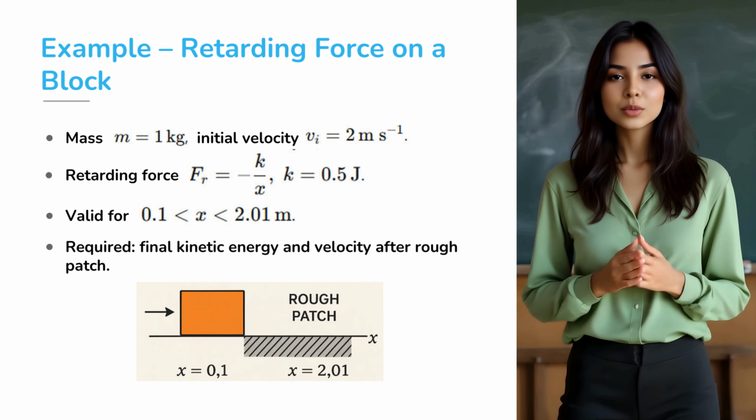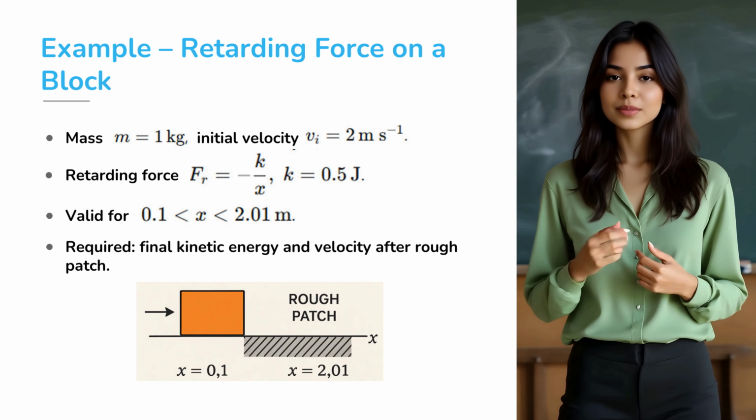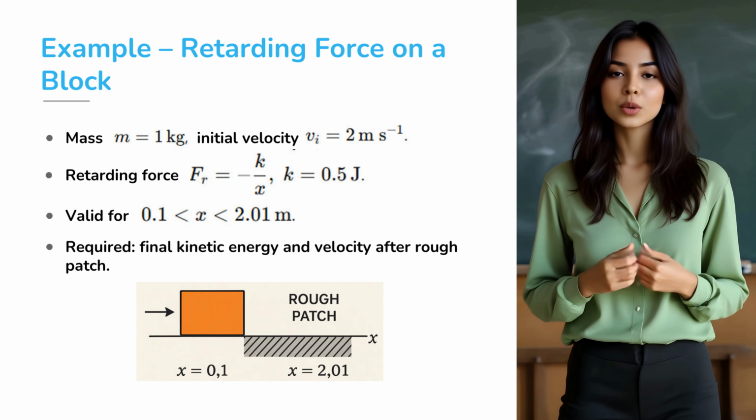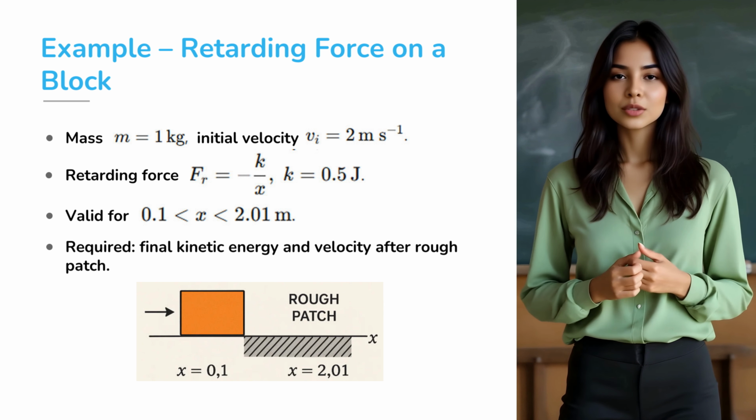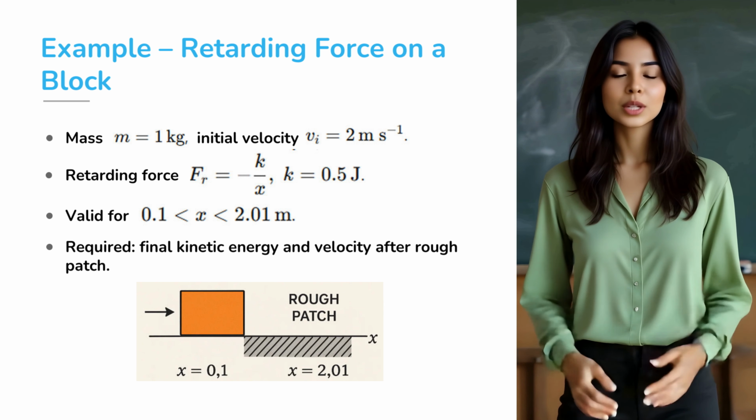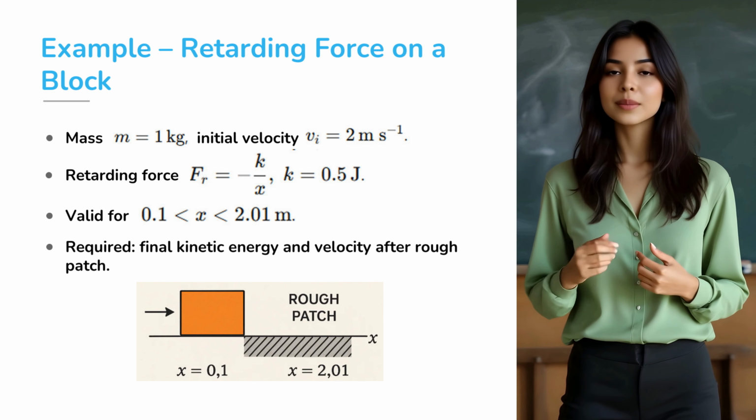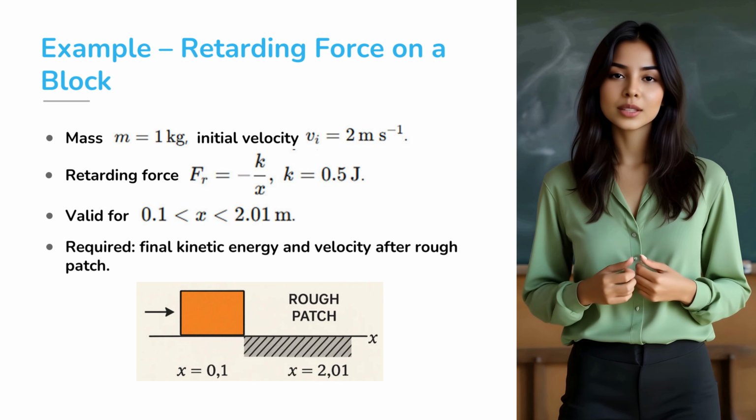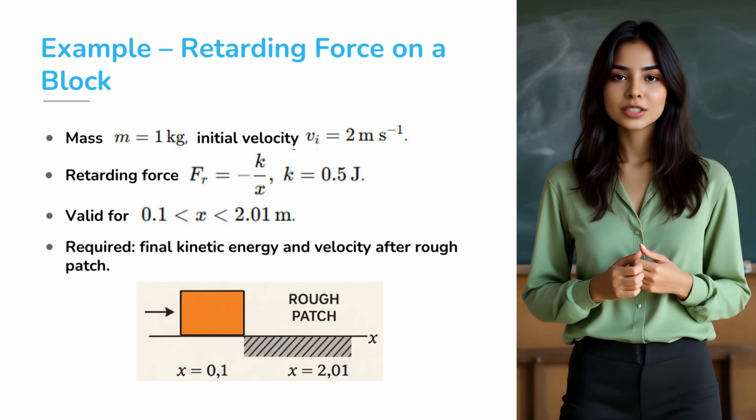Let's bring this to life with an example. Imagine a block moving along a rough surface. It starts off with a speed of 2 meters per second and there's a retarding force acting on it as it moves. The force is proportional to the inverse of the distance moved, so the force gets weaker as the block travels. This is exactly the kind of problem where the work-energy theorem comes in handy. We know the initial velocity, and we also know the retarding force, but how do we figure out the final speed after it travels a certain distance?